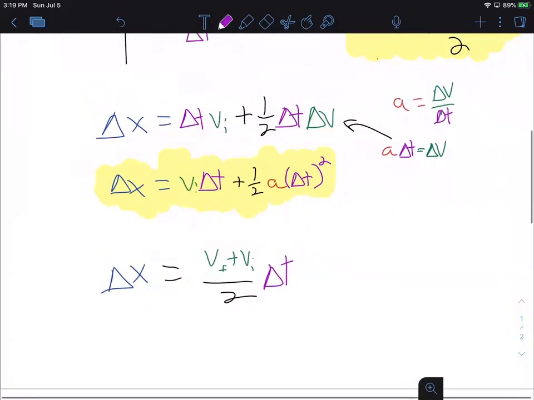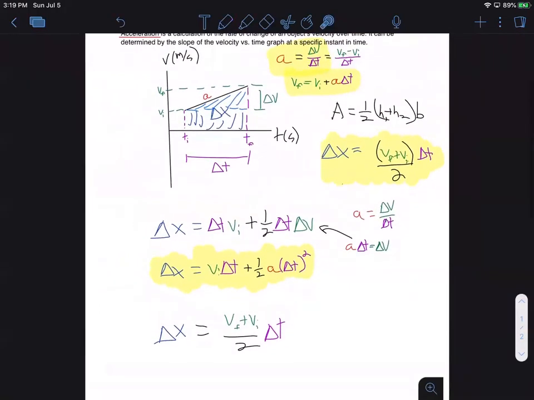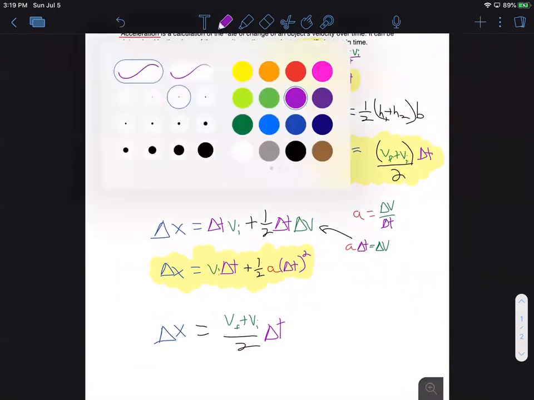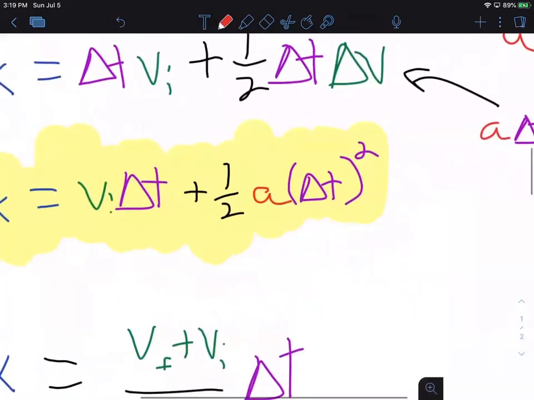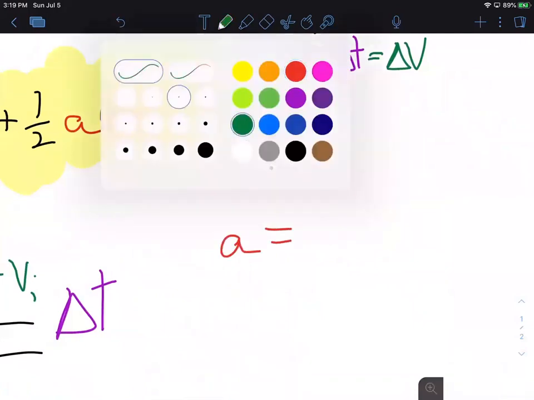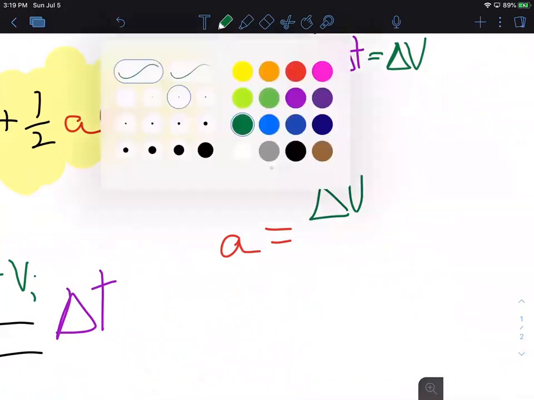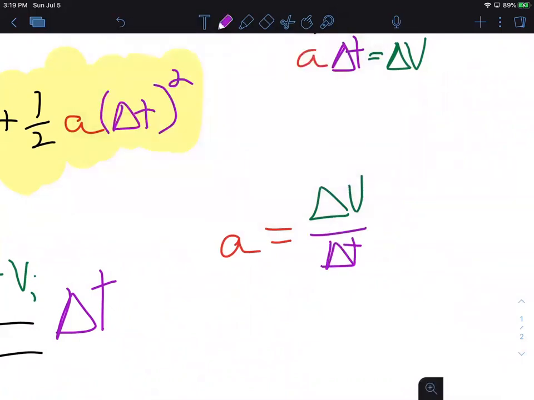And I want to get rid of delta T. So I'm going to look and I say, okay, what could I substitute out for delta T? Well, I could do sort of like what I did here, where I got rid of delta V, except this time I could get rid of the delta T instead. So if A equals delta V over delta T, I could rewrite this.